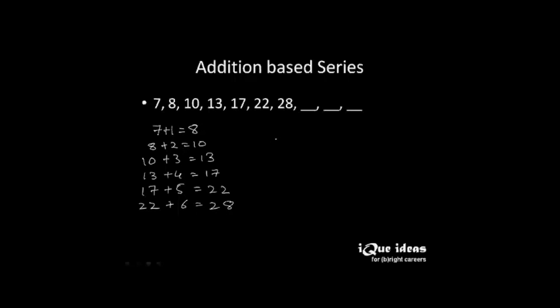So, continuing the same logic, I should be able to identify that 28 plus 7 gives me the next number 35, 35 plus 8 gives me the next number 43, and 43 plus 9 gives me the next number 52, which means the numbers which fill in the blanks must be 35, 43 and 52. Simple. Now, let us look at one more variation.